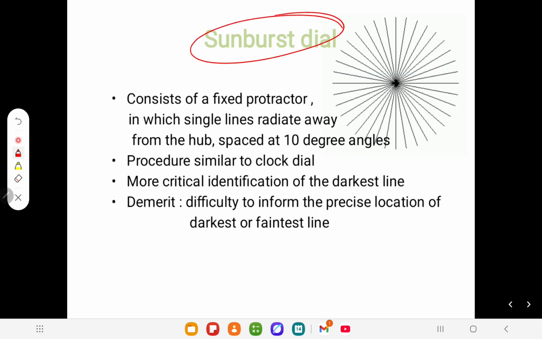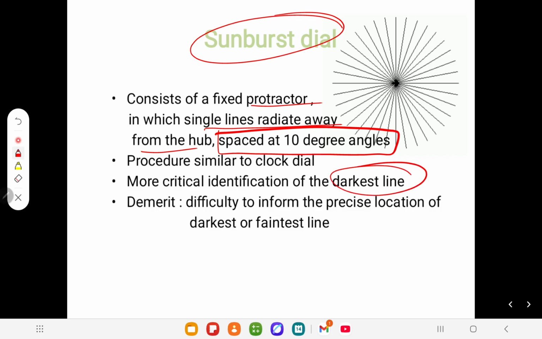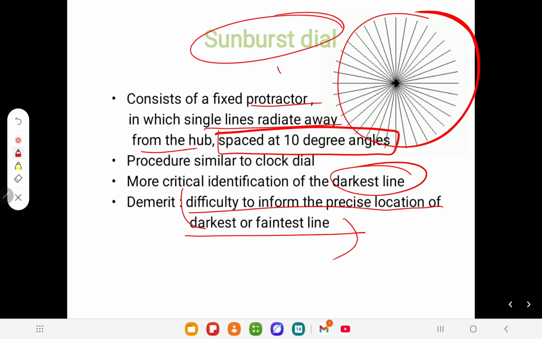Next, the sunburst dial, which is again a fixed chart, consists of a fixed protractor from which single lines radiate. The basic advantage is the spacing at a 10-degree angle, whereas previously in the clock dial the spacing is 30 degrees. The procedure is similar to the clock dial, with more critical identification of the darkest line, which is very important. The demerit is that it is difficult to precisely locate the darkest and faintest line, because there are 36 radiant lines. It's very difficult for the patient to locate them precisely, because it's a subjective test, isn't it?